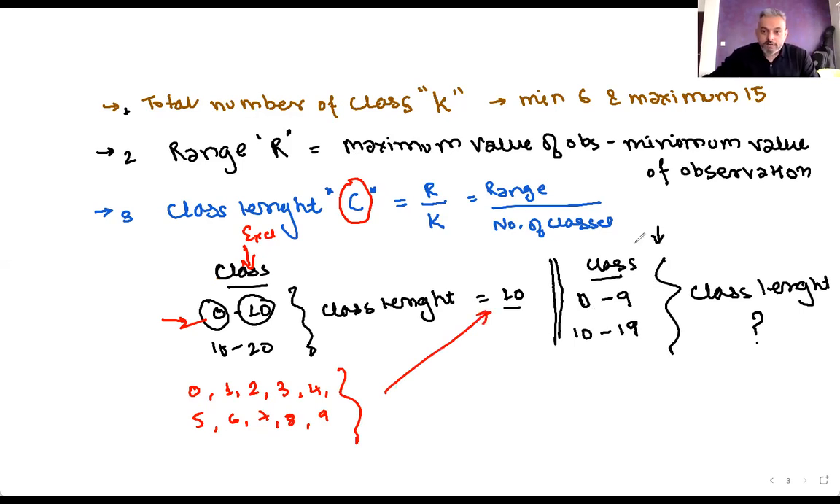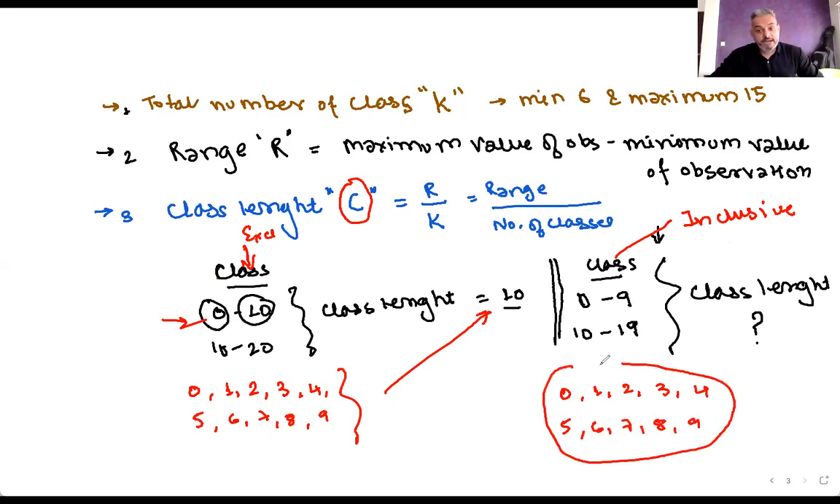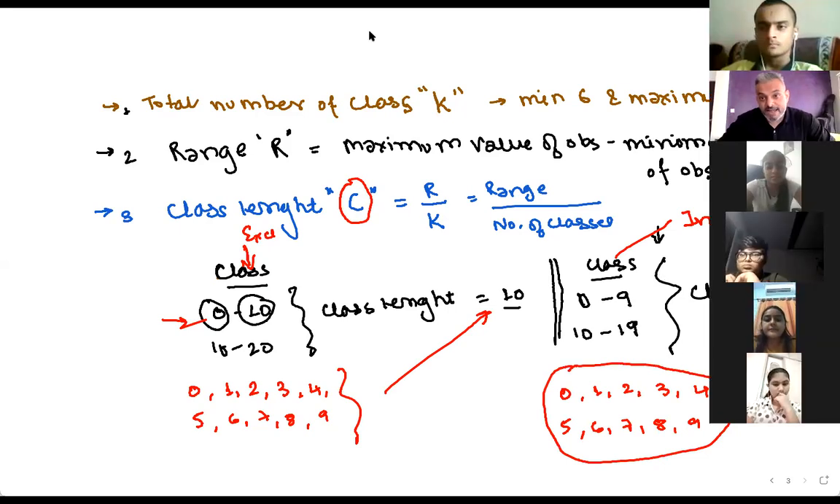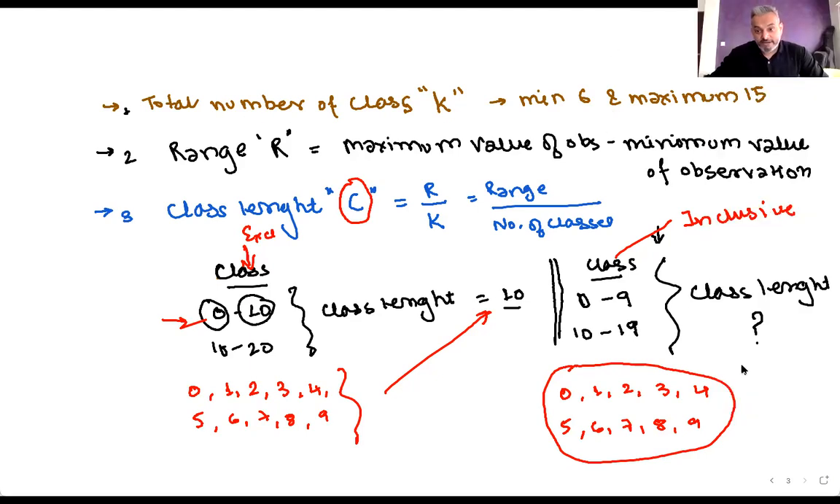Now over here, this is inclusive. So if this is inclusive, then 0 को include करना है. So 0, 1, 2, 3, 4, 5, 6, 7, 8, 9, 10. तो कितने नंबर्स हैं यहां पे? ये 9 है या 10? 10 है. So your class length is 10.